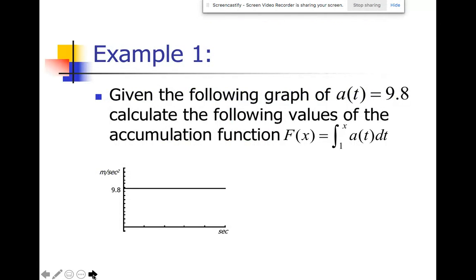So let's do an example. Example 1. And we're going to do this example the long way. It's going to take us a while to get through this example, and then I'm going to show you a shorter way. But I want to develop the concept. So given the following graph of A of t, which is 9.8, technically t to the 0, here's a graph of 9.8. Please draw this graph in your notes. And please make note of the units.